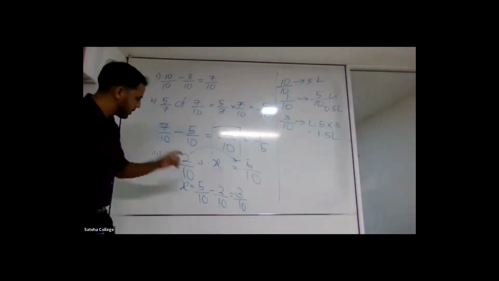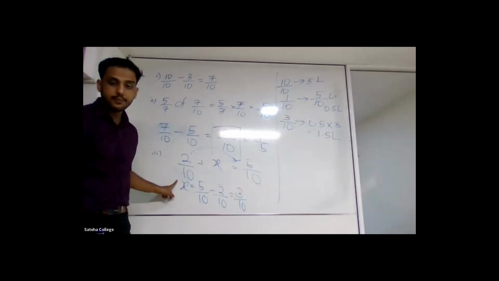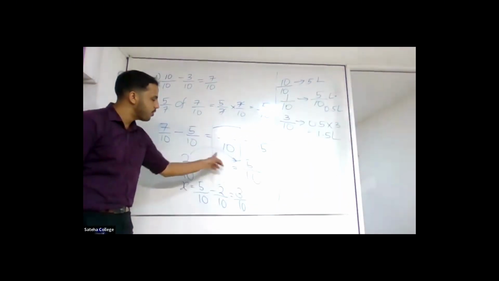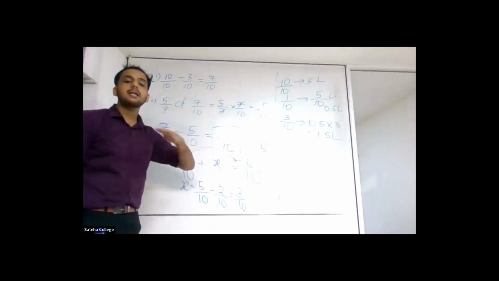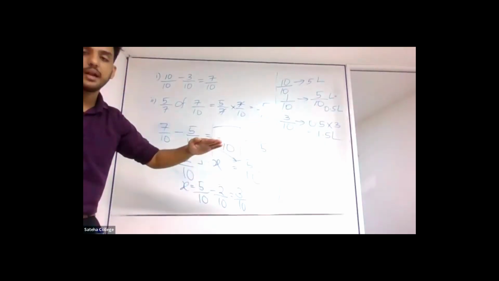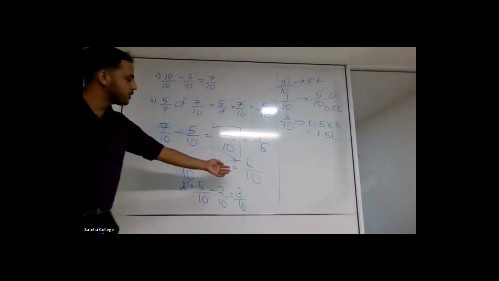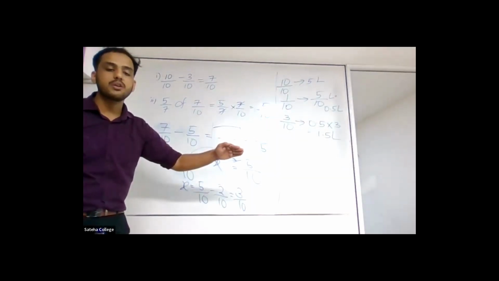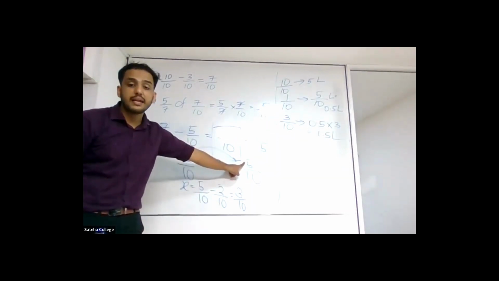Or come again. Now you had 2 over 10 inside the container. Right? They are telling, they are adding some more. We don't know the amount, some more into the container until half of the container is filled. Right? Now you know the total number of parts is 10. So half of the container to be filled, you need half of 10, that is 5.